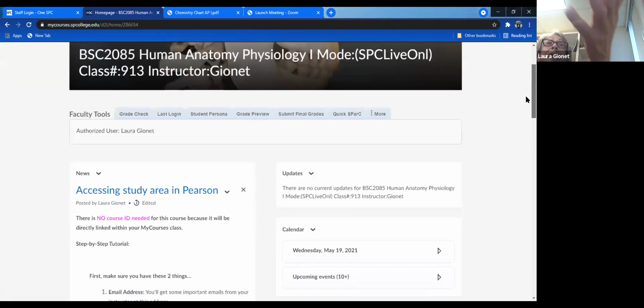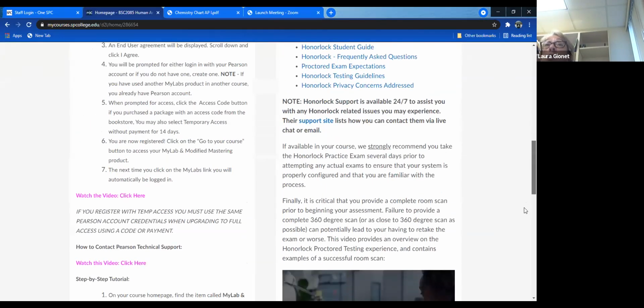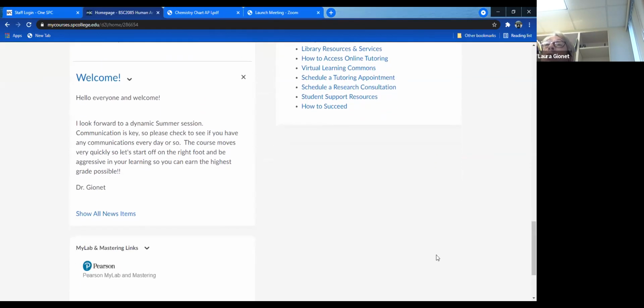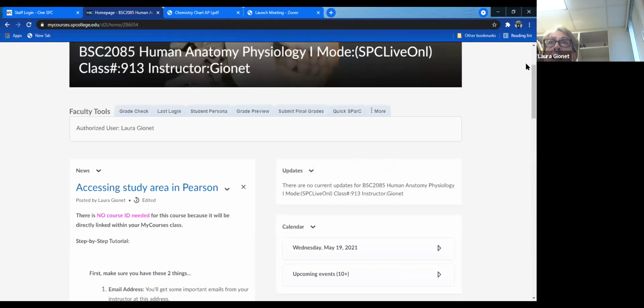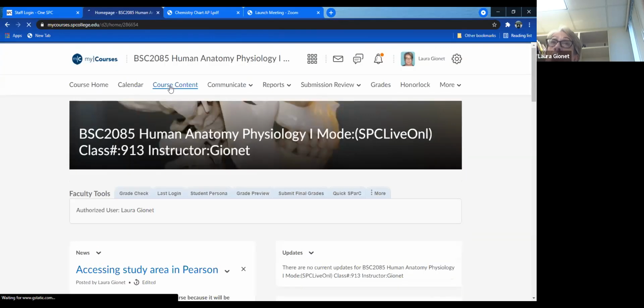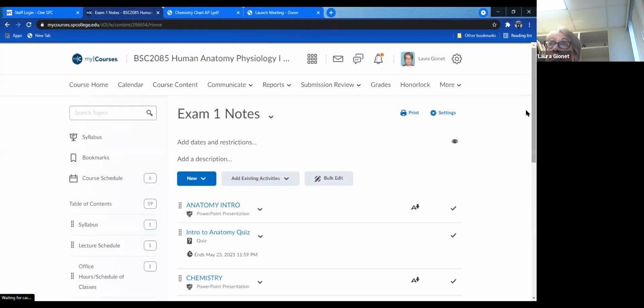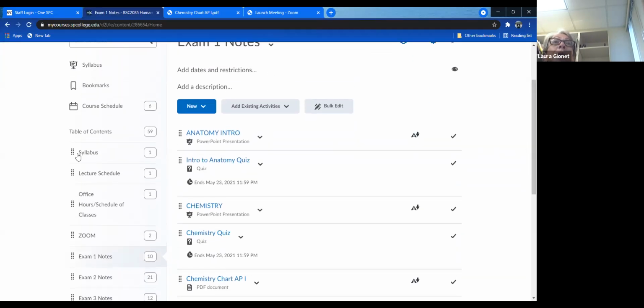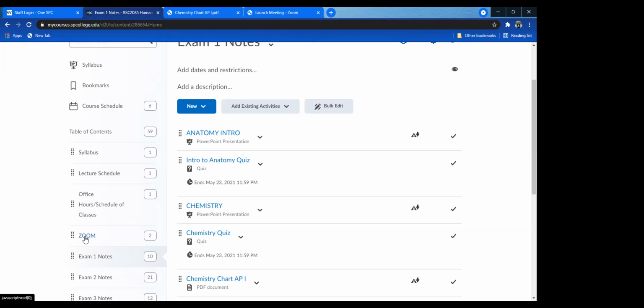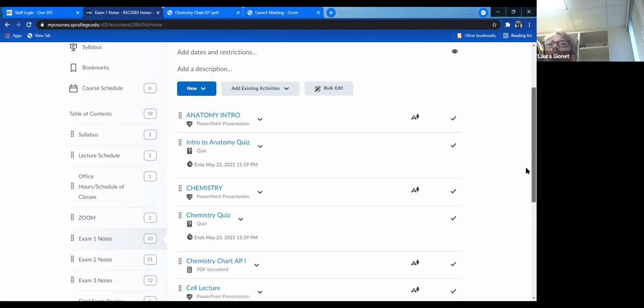What I was saying here with accessing the study area is you can do that if you want. If you purchased a book, or even just the access code, you would click on one of these, and you can play around and find some of the materials they have there, but no, there are no assignments there. Then you go to course content. This is where we have the syllabus, lecture schedule, my office hours, and where you're going to find these Zooms stored, because I will upload this Zoom.